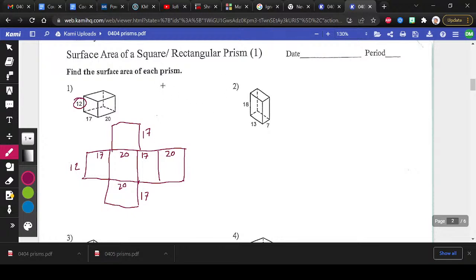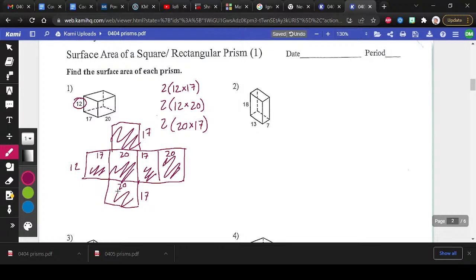If we do that, we've got a 20 by 17 and a 20 by 17. So knowing that, we're going to do 2 times 12 times 17 for this rectangle and this rectangle. We're going to do 2 times 12 times 20 for this rectangle and this rectangle. And then we're going to go 2 times 20 times 17, and we'll do that for this rectangle and this rectangle.